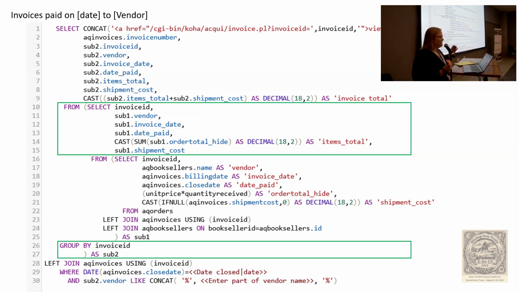So the second level of the SQL is doing a first level of calculation or a second level of calculation, so it can gather it all together, and that's called sub two. Just making sure. There you go.